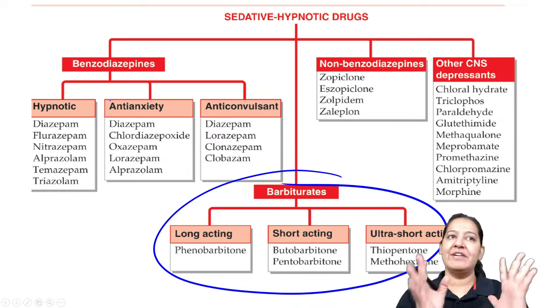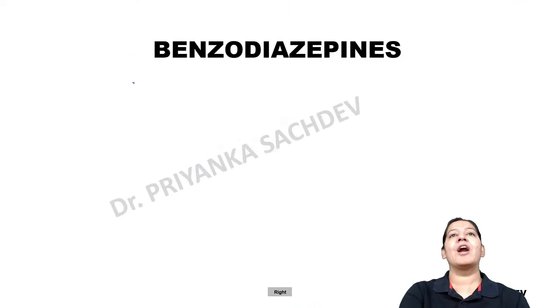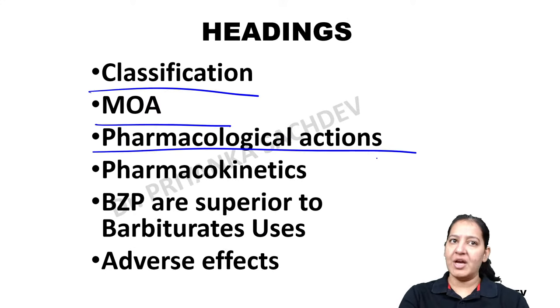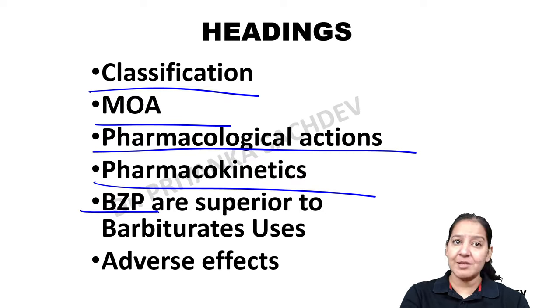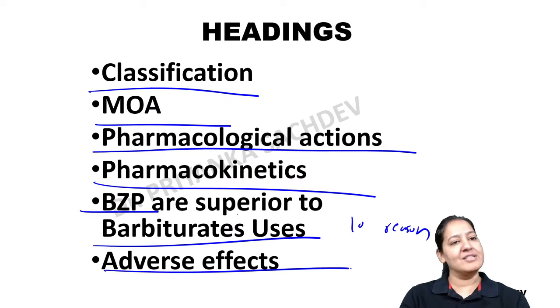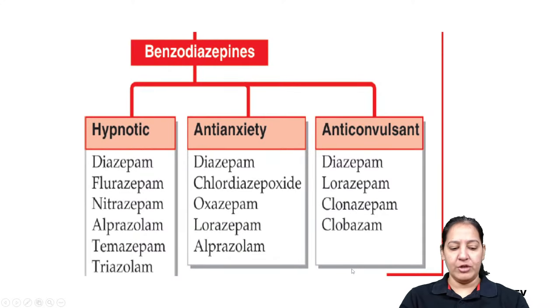The same headings I will teach you for benzodiazepines. Okay, let me start benzodiazepines. So classification, mechanism of action, pharmacological action, pharmacokinetics. Why are benzodiazepines superior to barbiturates? Tell me 10 reasons. Tell me many reasons. Adverse effects. So those are the things I am going to teach you. Let me start with classification.